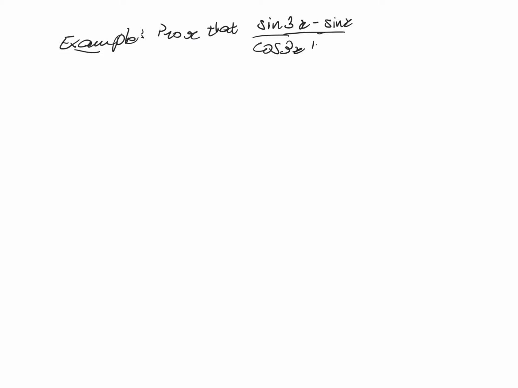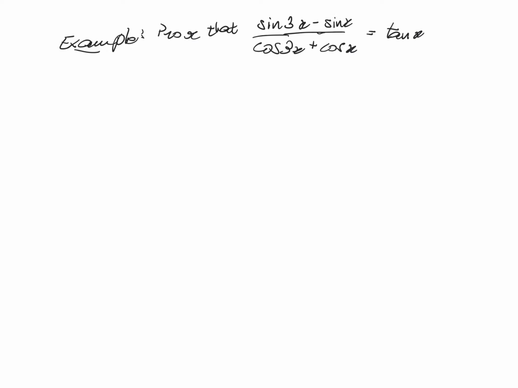Also for this one, a small example. Prove that sine of 3x minus sine of x, divided by cosine 3x plus cosine of x, equals tangent of x. So try this yourself. Pause the video, try to solve this exercise, and then come back for the result.